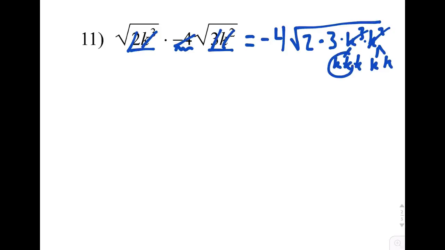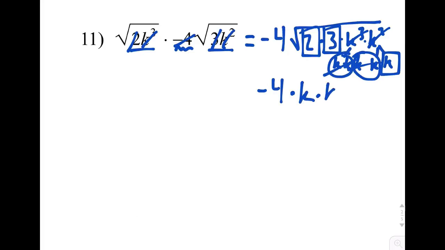So I see that I have a pair of K's, another pair of K's, and a leftover here. So this 2 and this 3 are both going to be leftovers as well. They don't have a partner, they don't have a square. So -4 is still out front. My K's, K squared, is going to come directly out front. We're going to skip a step here. K's come directly out front. And then we are left with 2, 3, and K behind in the radical.